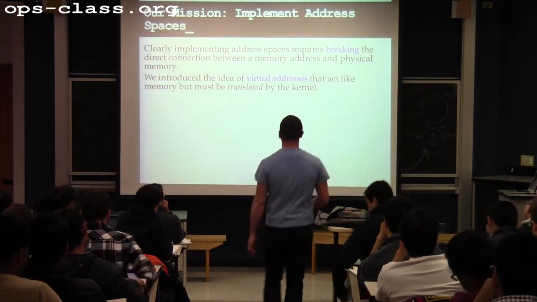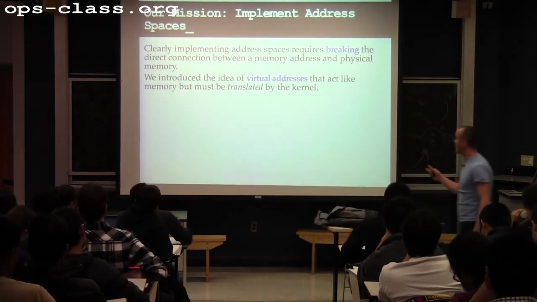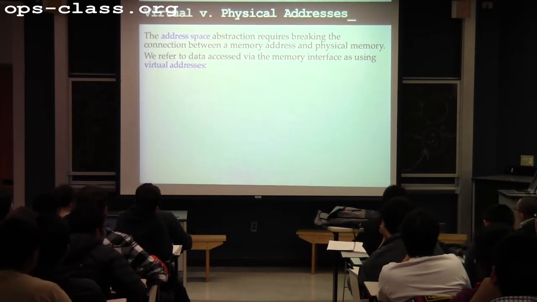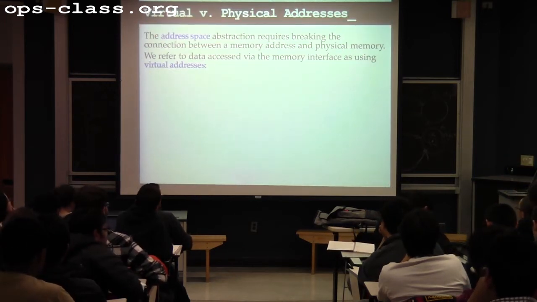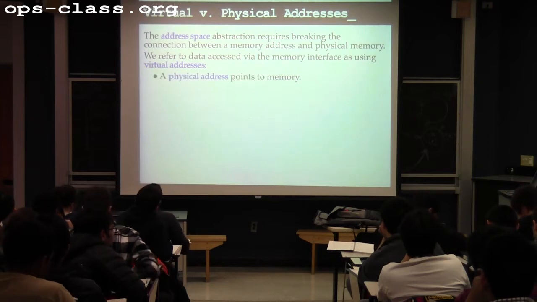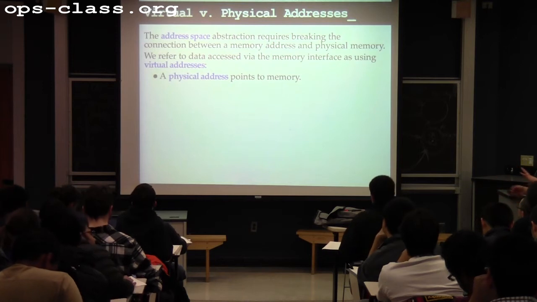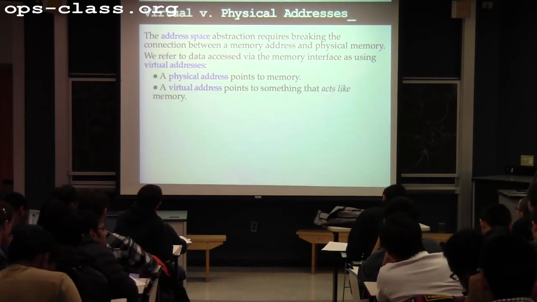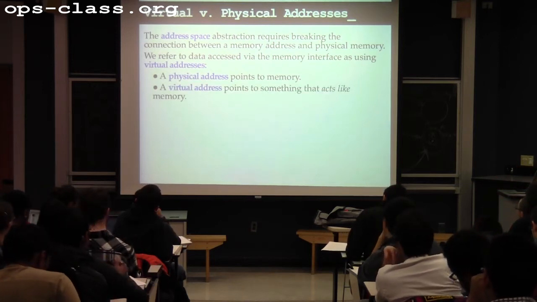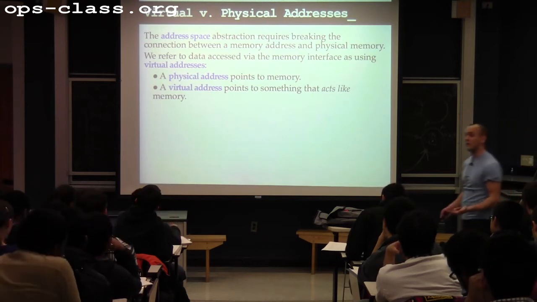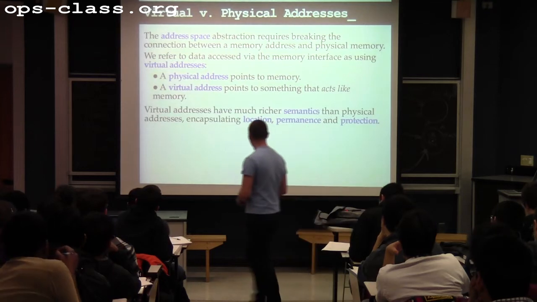So, OK, we introduced this idea of virtual addresses. They require translation, and we referred to that, and this allowed us to put multiple things behind this interface, right? So we can actually have virtual addresses that point to memory, and ones that point to things that just act like memory, right? Things like files, potentially memory on another machine.